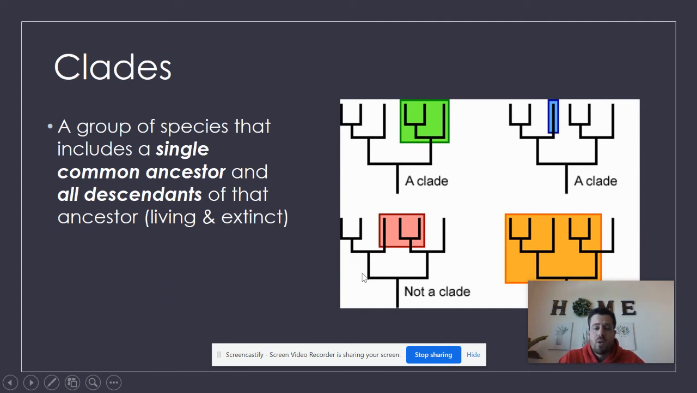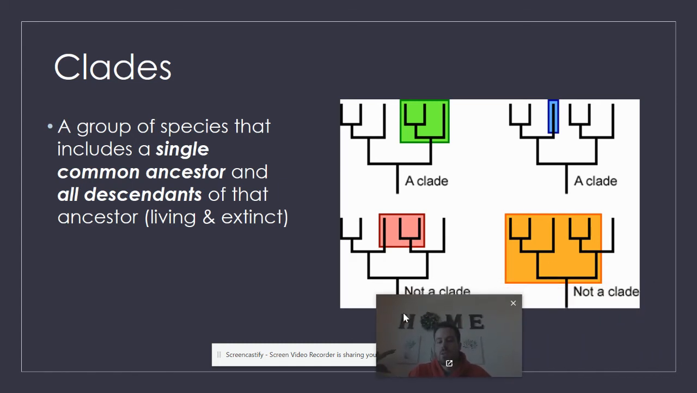What is a clade? Well, a clade is a common ancestor and all of the descendants. So you'll notice here in this green box that the common ancestor of all of those organisms up top is circled, all right? If you go down here, the reason these are not clades is because they do not include the common ancestor and all of the descendants. The orange box is missing one of the descendants, which is why it's not a clade. The red box is not a clade because it's missing the common ancestor.